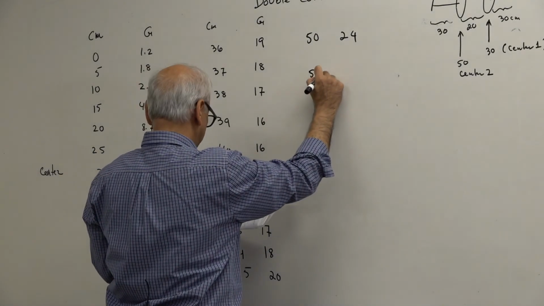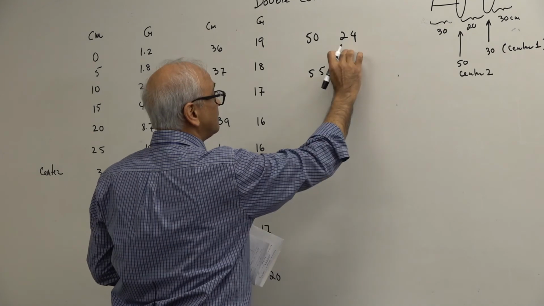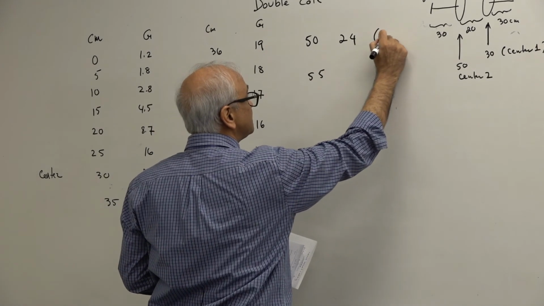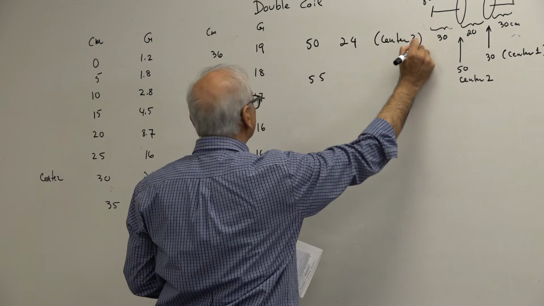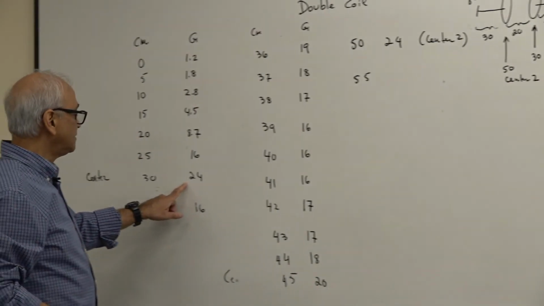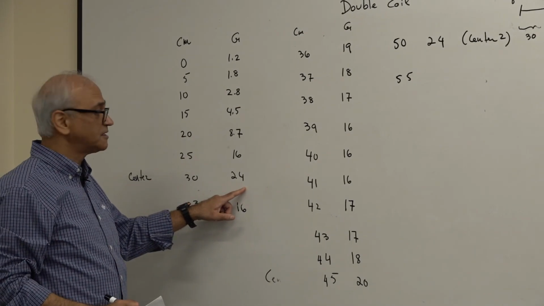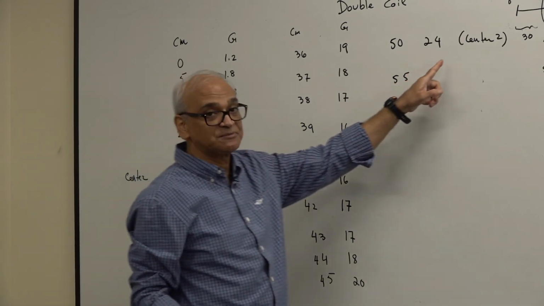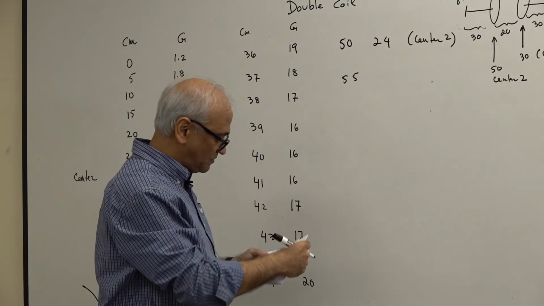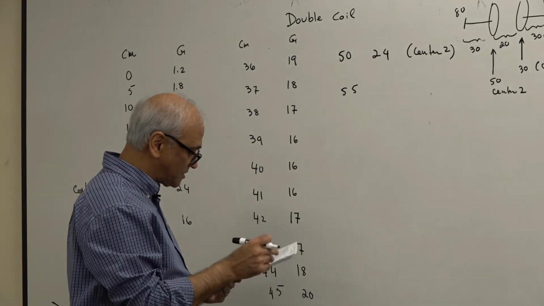55 is, now remember this is my center. This is center 2. And I go back here and look at that, 30 centimeter was my other center. It was 24, and that's back to 24 again. So 55, and the other part should be symmetric.